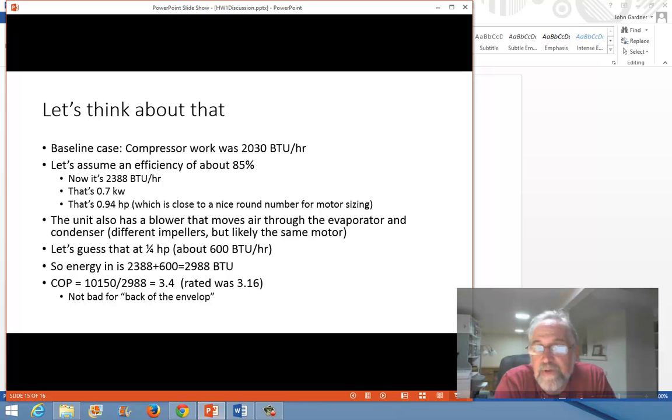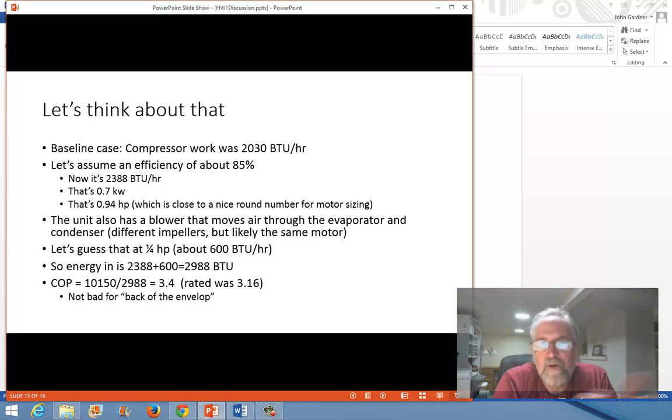The air conditioning unit also has blowers. Now, the thermodynamic analysis doesn't talk about moving the air across the evaporator or moving the air across the condenser, but you certainly have to pay for it. And the EER, the rating of the unit, takes that into account. So again, I just took a guess and said maybe it's a 1/4 horsepower motor. It's a small motor that'll fit in there. It's a lot smaller than a compressor. It doesn't have nearly as much work to do. And let's say it's the same motor, probably has an impeller on each shaft, one blowing the air across the condenser, which is outside, and one blowing across the evaporator, which is inside.